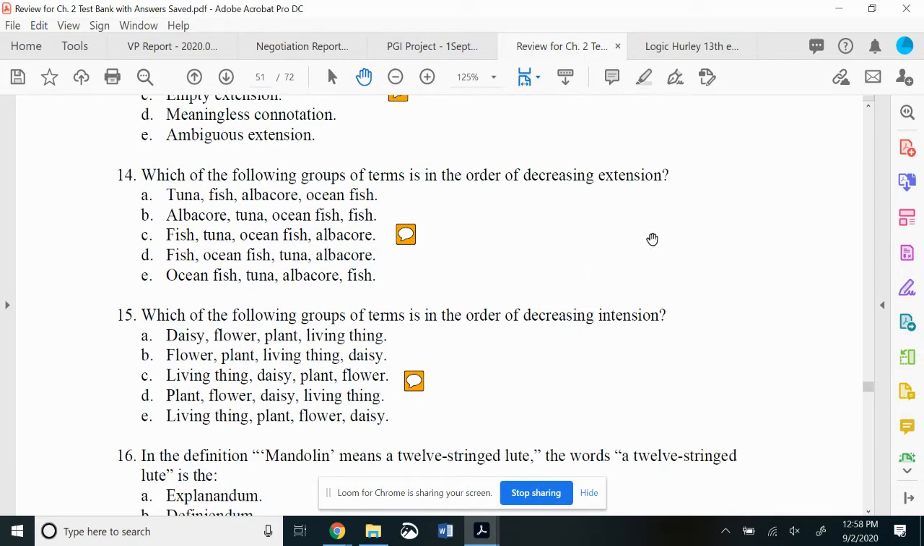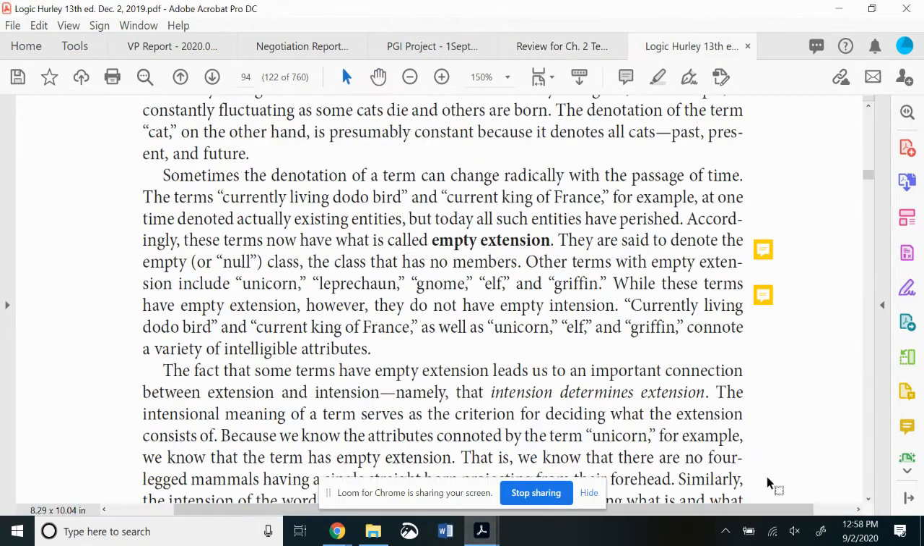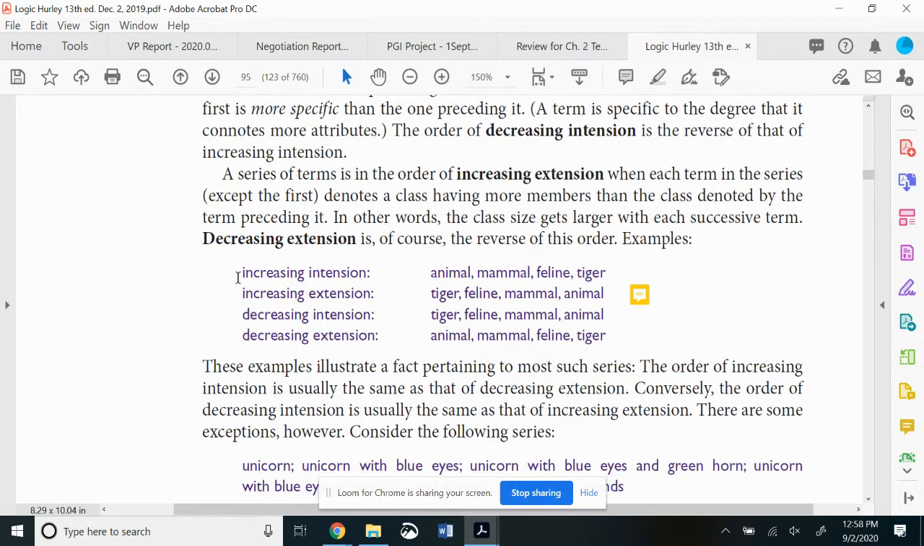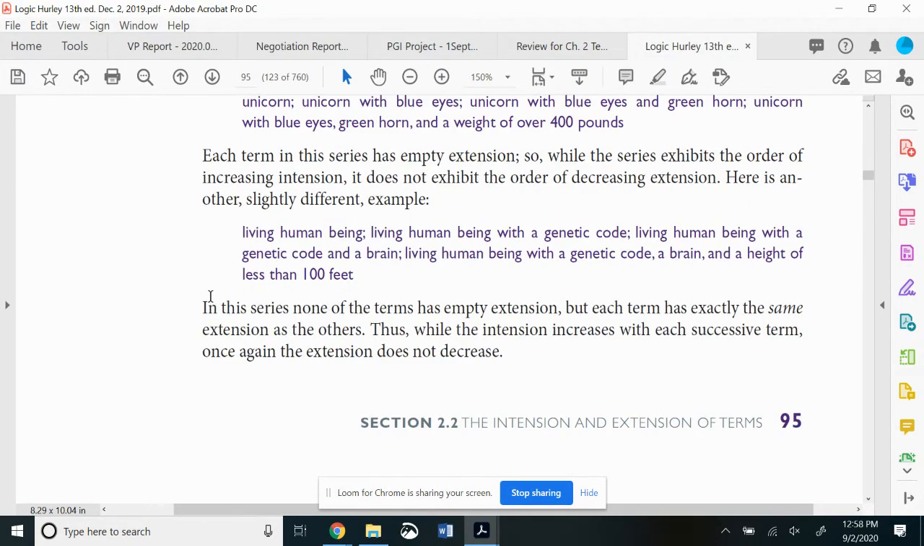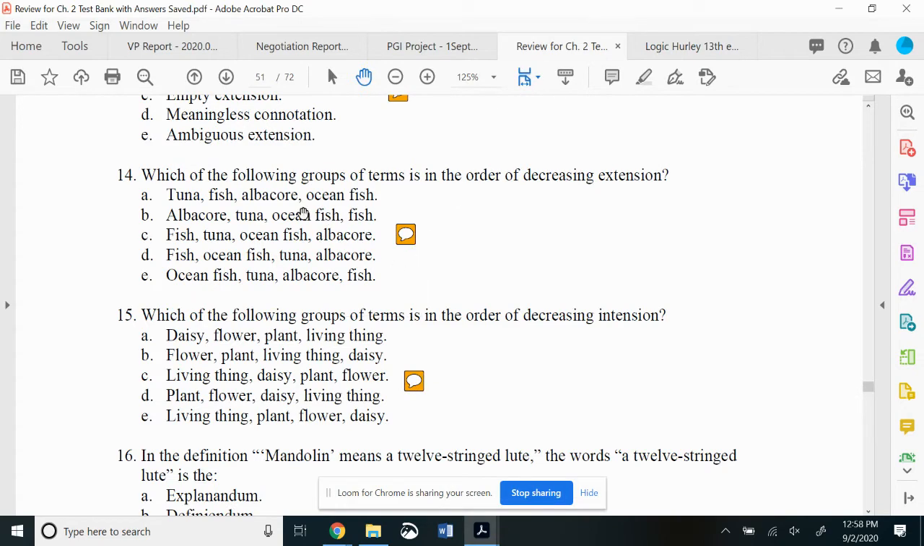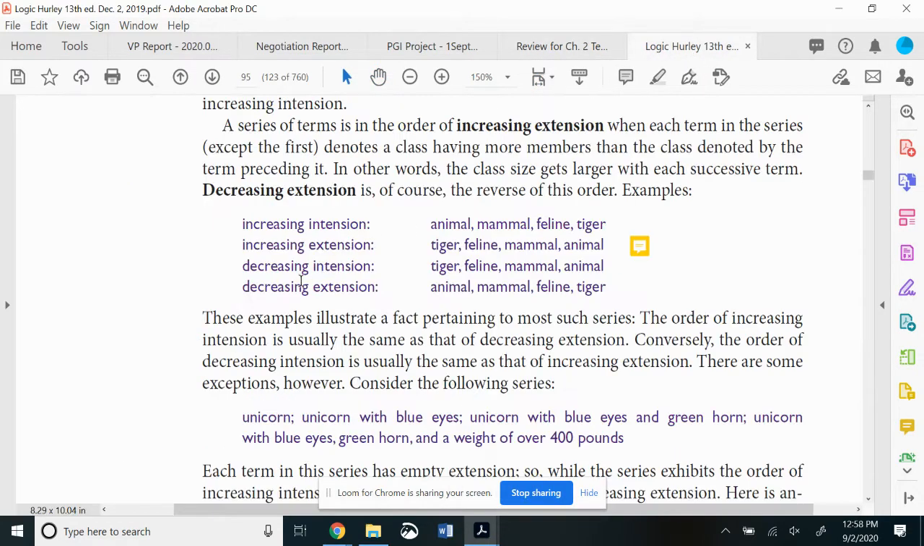14. Which of the following groups of terms is in the order of decreasing extension? So this one, you want a picture worth 1,000 words? Here it is. This one right here is in the book, page 95, and MindTap might be on a different page, might be the same one. It was decreasing extension. He gives you an example.